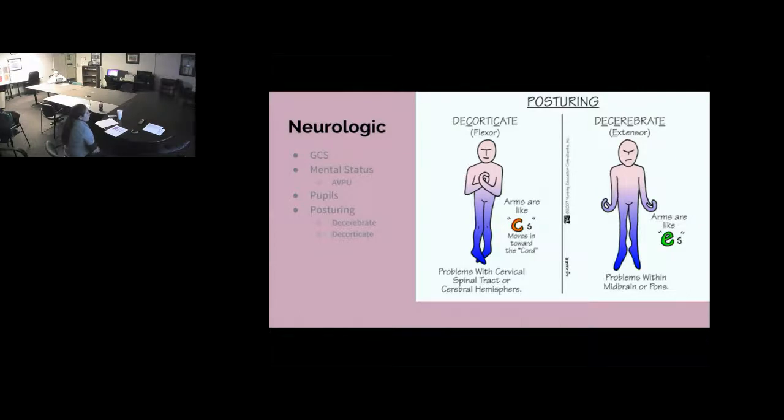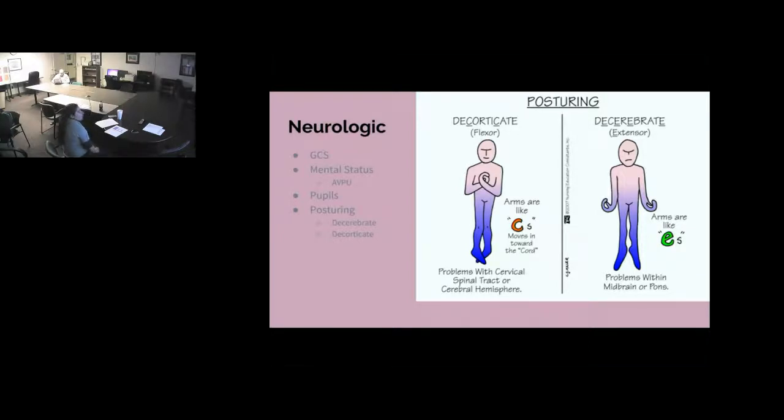Neurologic. You assess a GCS scale. That is a very good scale to use because it's very objective. It doesn't have a lot of opinion based into it. And it's got a good, everybody knows what it means, and it's got a good, widely known base.